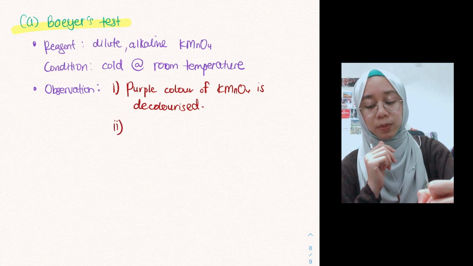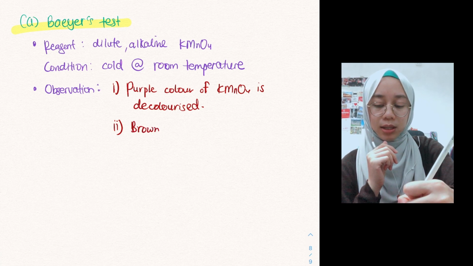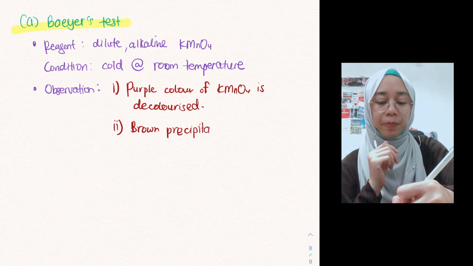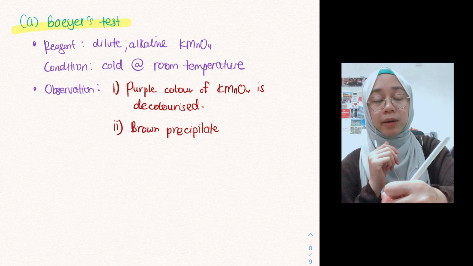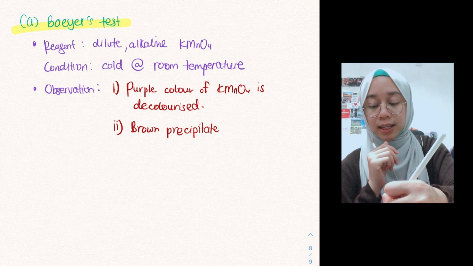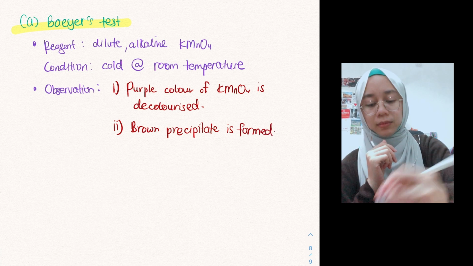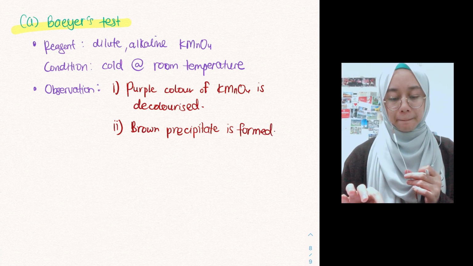And then yang kedua pula, yang ni pun penting juga, you need to state that the brown precipitate is formed. Usually kalau bila buat, memang akan nampak lah sebenarnya kalau kamu buat test ni. Brown precipitate is formed. Sebenarnya apa yang berlaku? So let's have a look at that.